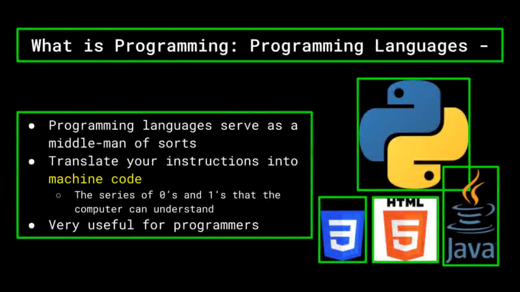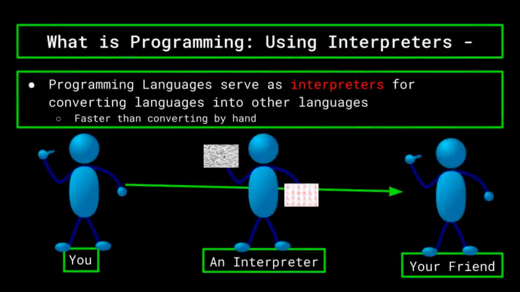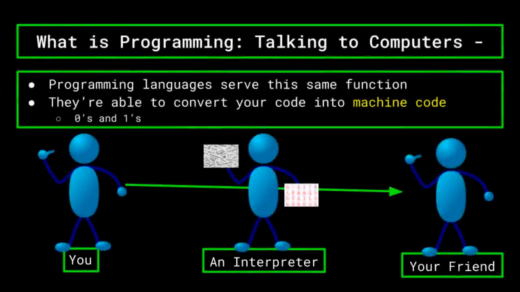This is where programming languages come into play. Programming languages are fundamentally a middleman for translating a program into machine code. These languages are much easier for humans to learn than machine code, and thus are very useful for programmers. Going back to our Lego example, a programming language would sort of be like an interpreter that's able to take the instructions you give them in English and translate them into instructions your non-English speaking friend can understand. This makes programming languages extremely useful and the backbone of any good program. Think of programming languages as not English and not machine code, but somewhere in the middle.